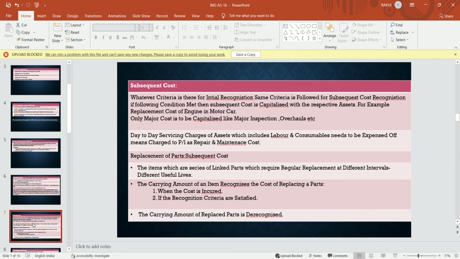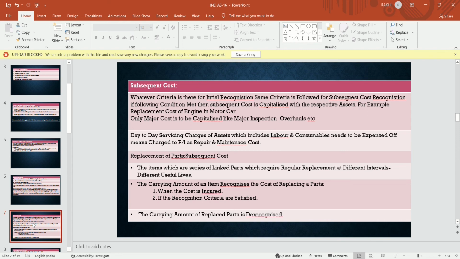But if the cost is a major cost, like the cost of asset is 10 lakhs and the replacement cost is 4 lakhs, then that is a major cost and it is to be capitalized. And if the company gets any future benefit from that subsequent cost and the economic life of that replacement part is more than 1 year, then it will be capitalized with the respective asset.